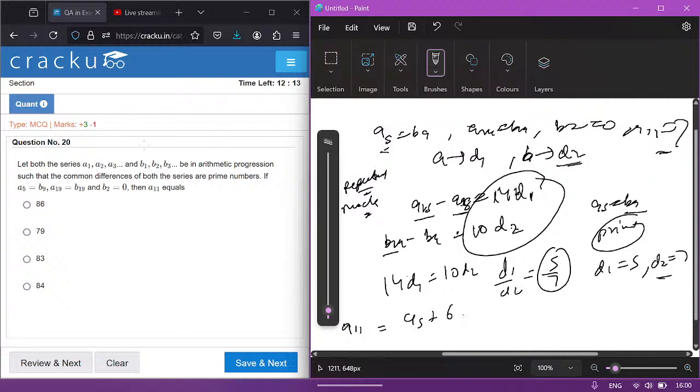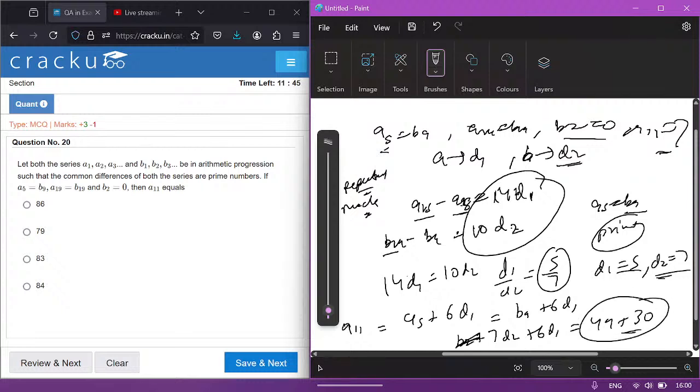A5 plus 6 into D1. Do you know A5? Where was A5? I forgot. A5 is equal to B9. So B9 plus 6 D1. B9 is what? Because we know B2 is equal to 0, so B2 plus 7 D2 plus 6 D1. B2 is 0, so 7 D2 is 7 into 7, 49, plus 6 into 5, 30. So this is 79.